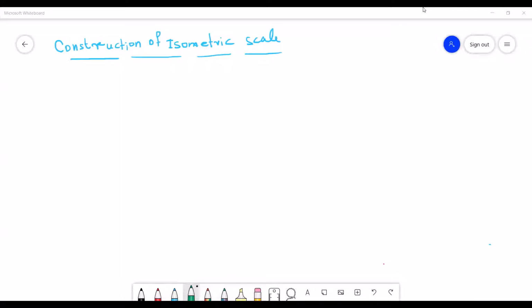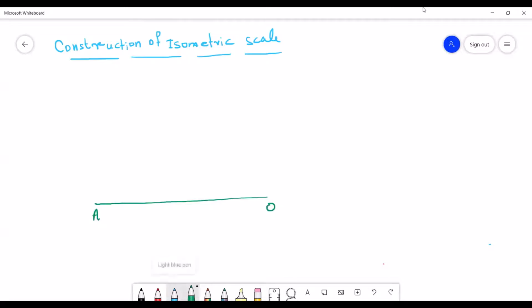Today, our topic is construction of an isometric scale. And for constructing an isometric scale, first of all, we have to draw a horizontal line and name it as AO.